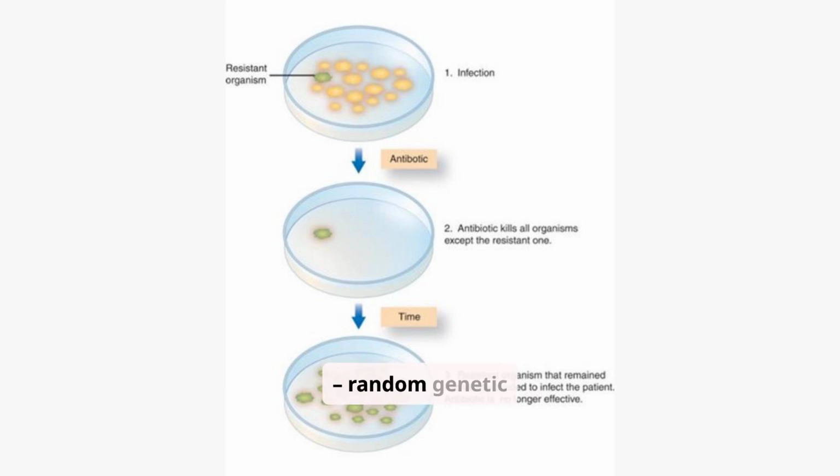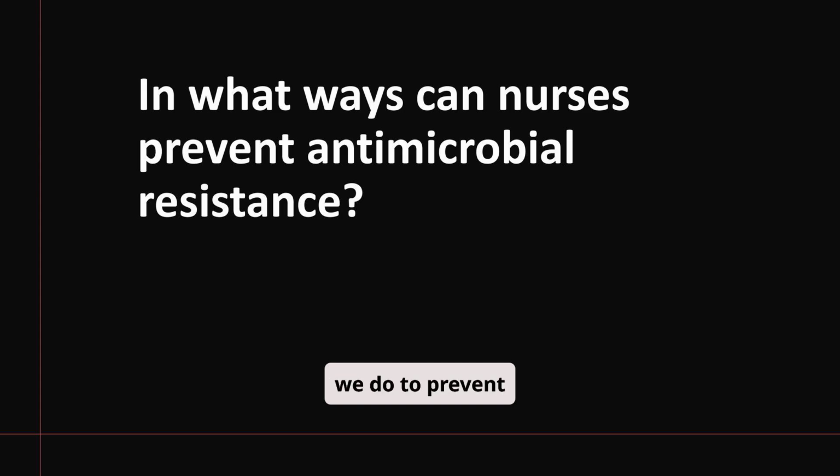Mutation, random genetic changes that help survival. Horizontal gene transfer: bacteria share resistance genes like swapping cheat codes. That's why one person's misuse can affect an entire community. As nurses, what can we do to prevent antimicrobial resistance?